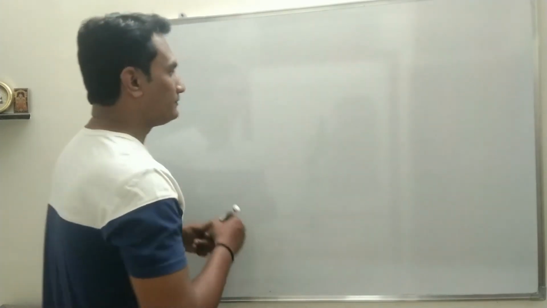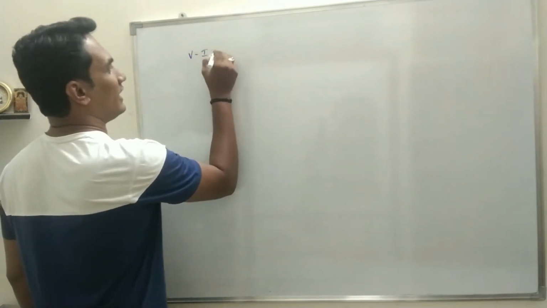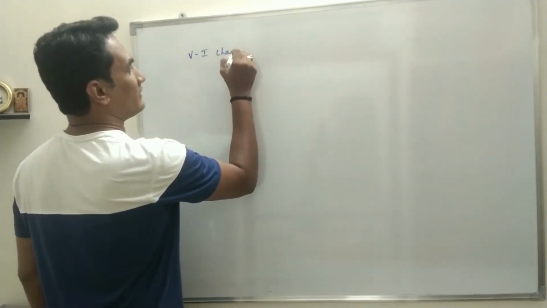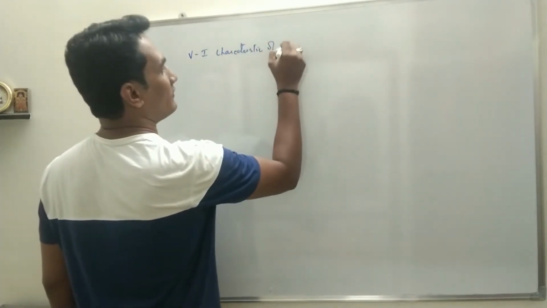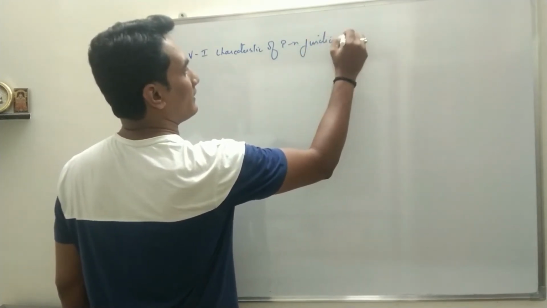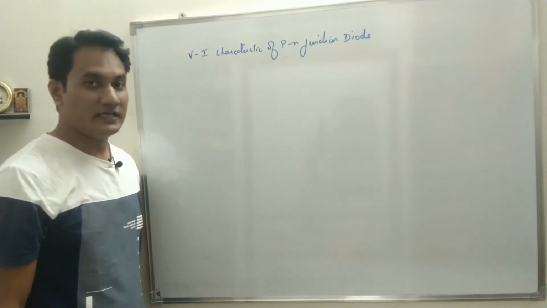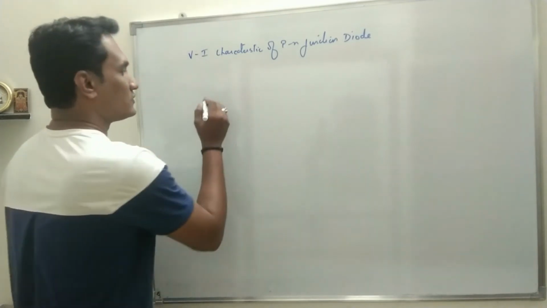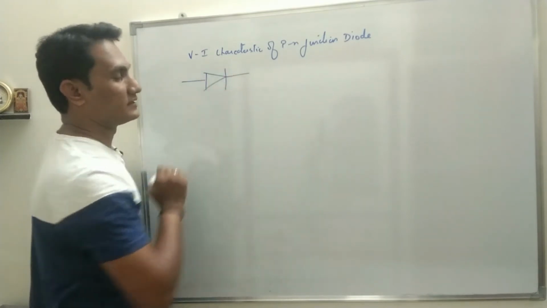Okay, so let us try to understand the VI characteristics of PN junction diode. Of course, this is a symbolic representation of a PN junction diode.